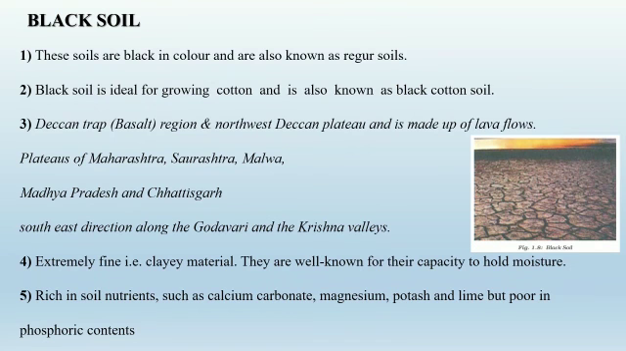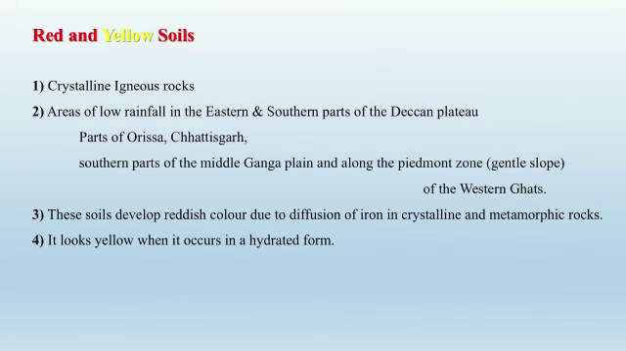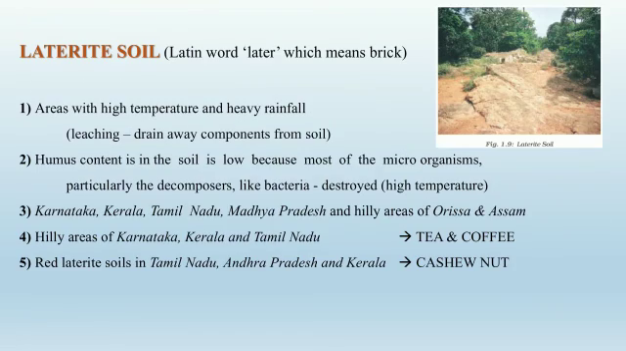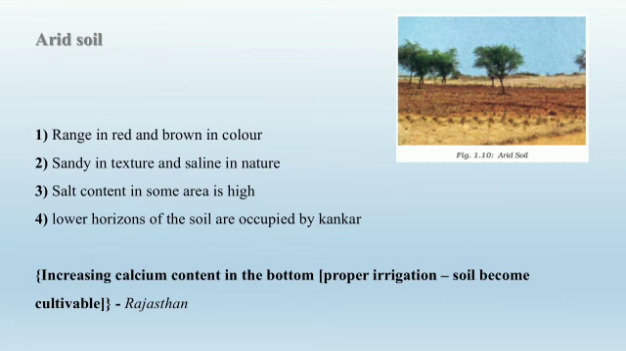Black soil is otherwise called regur soil or black cotton soil. Cotton is mainly cultivated in this soil. Third one, red and yellow soil: because of iron diffusion, this soil is red in color, originating from igneous rock. Fourth one is laterite soil, and later means brick. Leaching is the process of removing nutrients from the layer of soil. So, mainly, it has low nutrients. Tea and coffee are cultivated. Cashew nuts are also cultivated in red laterite soil.